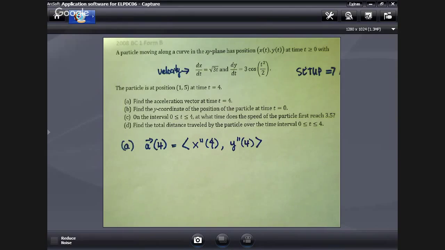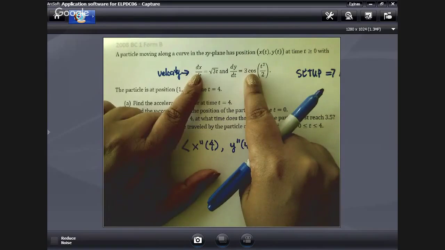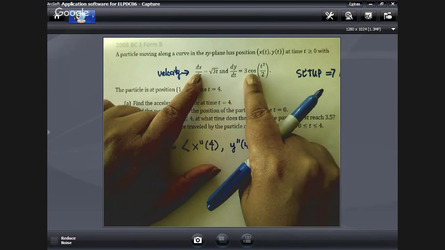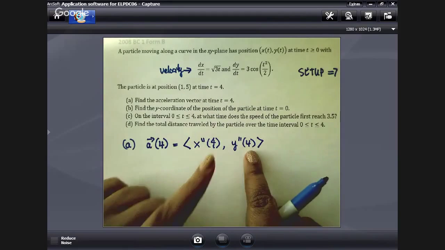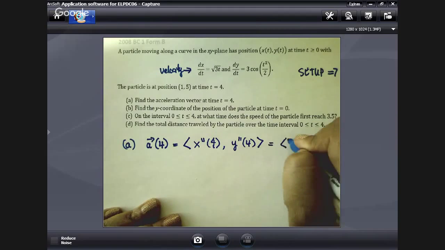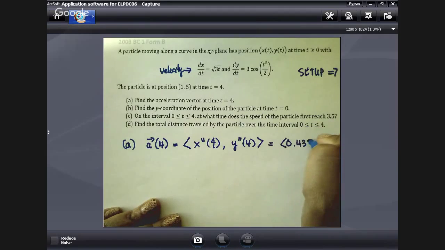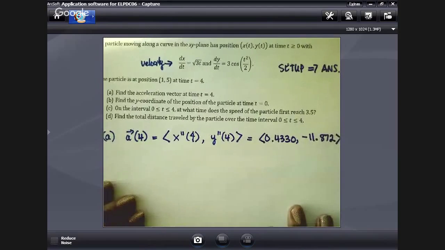So I would suggest that if you're using something like a TI-84, TI-83, you store these as Y1 and Y2 and use X's, of course, instead of T's. And that way it'll be really easy to just do what you need to do, like in this case, find the derivative. You put this in your calculator and you find that your derivative is 0.4330, comma, negative 11.872. I'm writing wider than my screen is.